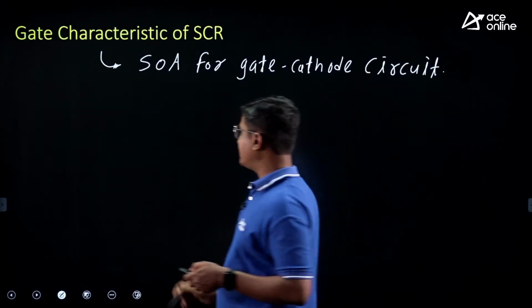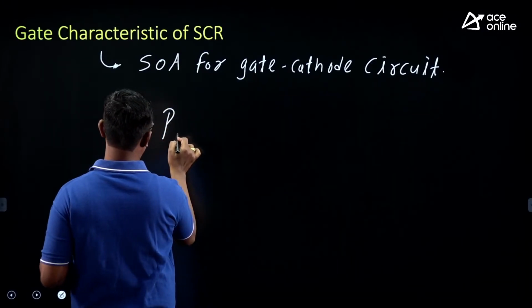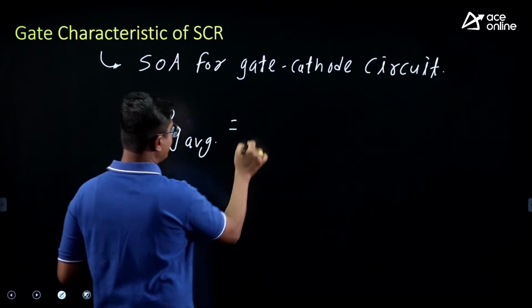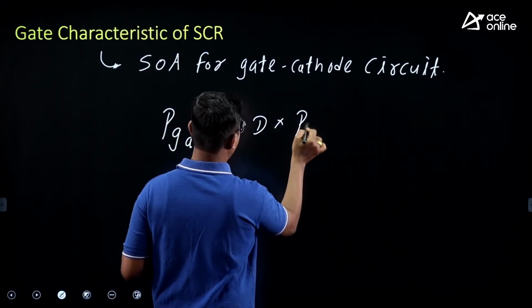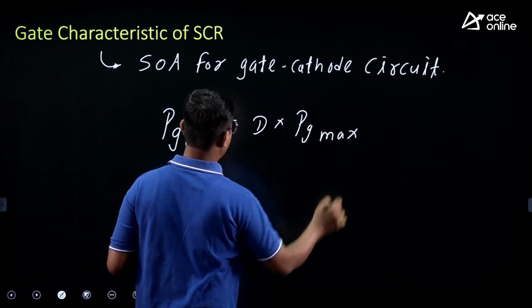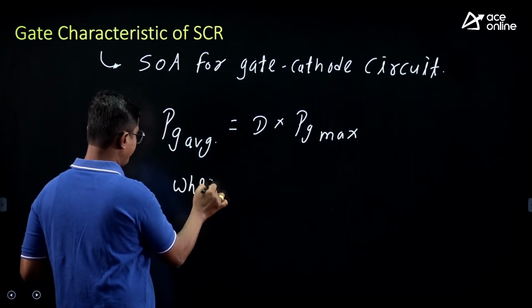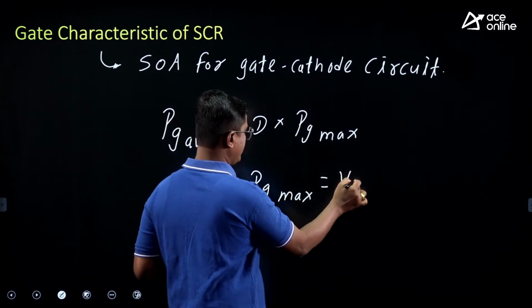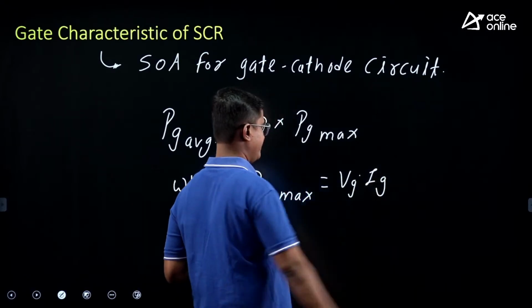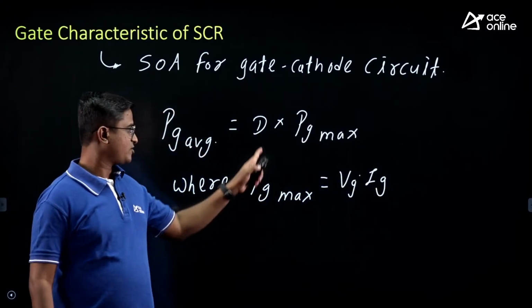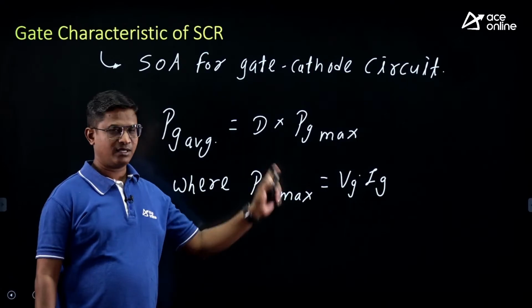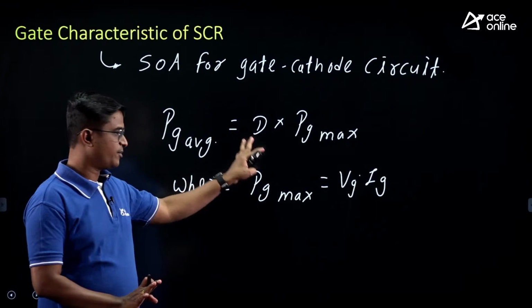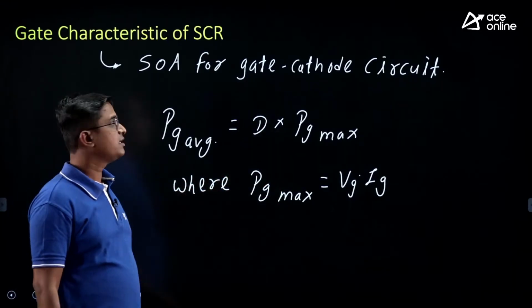Related to the gate characteristic, one important expression is there: PG average, the average gate power dissipation, is duty cycle D into PG max, and PG max is equal to VG into IG, okay, right. Based on this expression they have asked the question. I don't want to go into detail here on how to draw the characteristic, only some important points I am writing here.